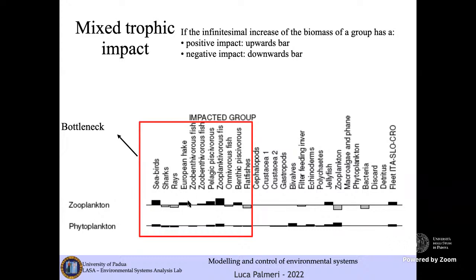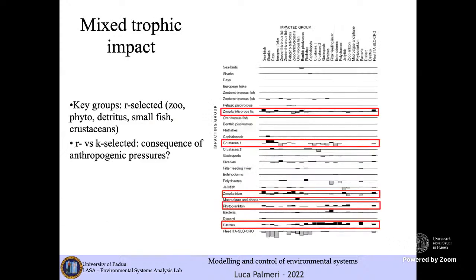So these are all the groups of the trophic network that we have employed for building a trophic network model of a Northern Adriatic system. So we go from seabirds, sharks, so higher trophic levels, to the lowest trophic levels. But we see that in particular seabirds, sharks, rays, and so on, and zoobenthivorous fishes are strongly impacted by zooplankton and phytoplankton. Why this? Because of course these higher trophic level organisms feed on zooplankton and phytoplankton. But here you have a way of measuring numerically this impact.